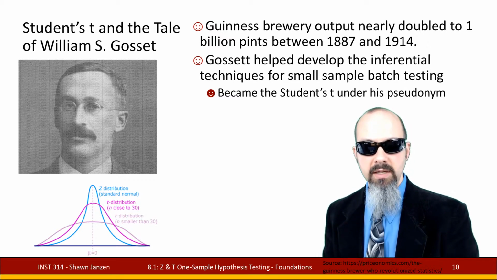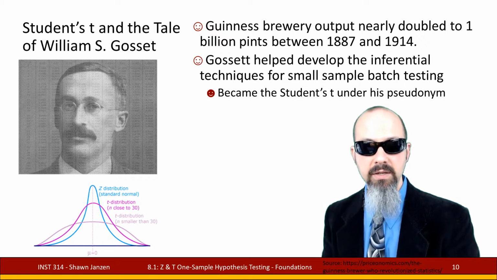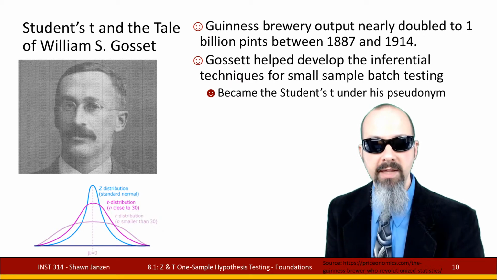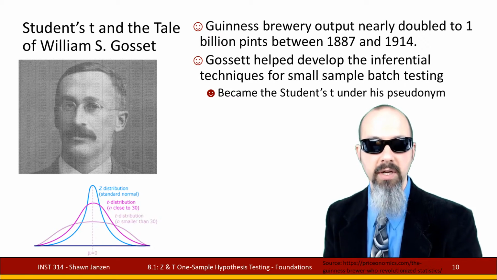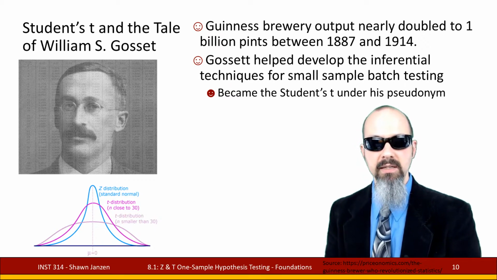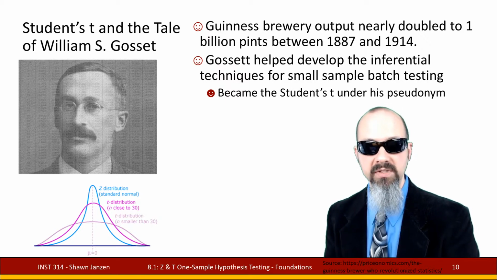So he went and said to Guinness and Thomas Case at the time, I can do these small sample analyses. Let me go ahead and work on methods that can help us produce better beer. His bosses were happy, and they said this is great. Their beer production and quality went up. But Gossett wanted to take it a little bit farther. He wanted to explore these small sample statistical testing.